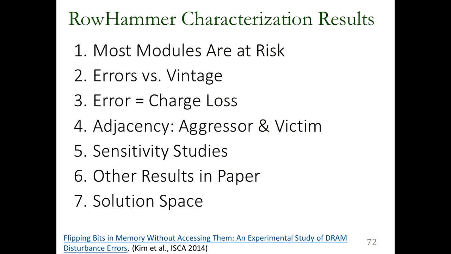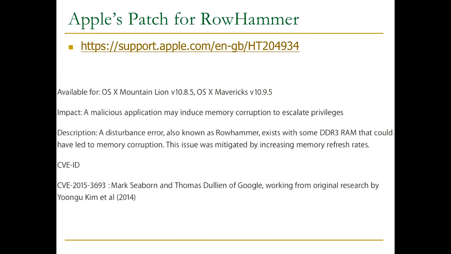It's not clear if it will actually solve the problem because, as our paper shows, you need to increase the refresh rate by 7x to get rid of every single error. But that was the solution that was adopted by many, many manufacturers. This is Apple's security patch where they acknowledged Rowhammer. And they say this issue was mitigated by increasing memory refresh rates. Well, increasing the memory refresh rate, of course, reduces the vulnerability because you cannot do as many hammerings before the cells get refreshed, right?